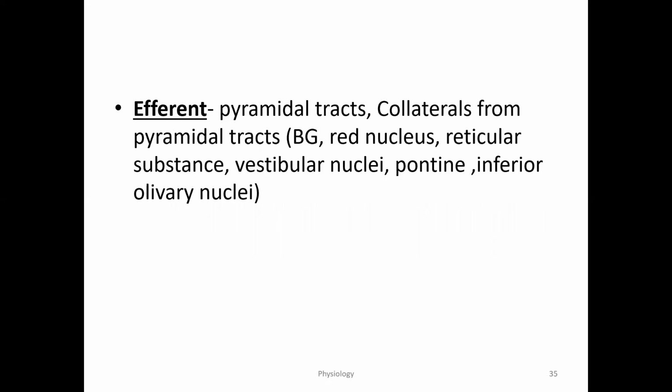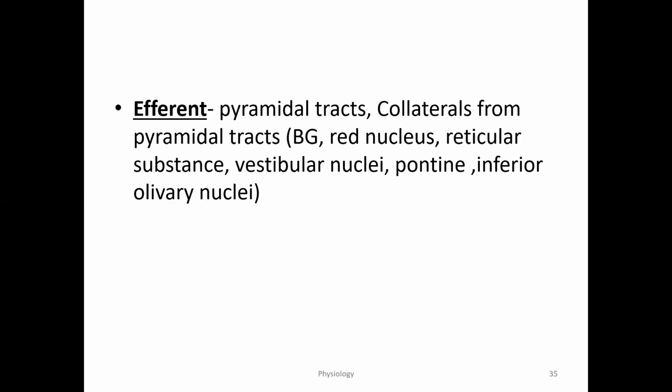The efferent of the motor cortex area is called descending tracts, that is called pyramidal tracts. Also, the descendings are nothing but the collaterals from the pyramidal tracts, that is to the basal ganglia, to the red nucleus, to the reticular substance of the midbrain, pons and medulla, vestibular nuclei, pons, and inferior olivary nuclei.